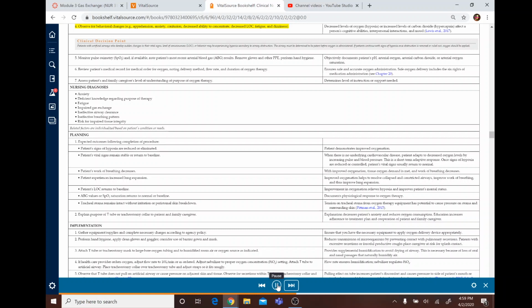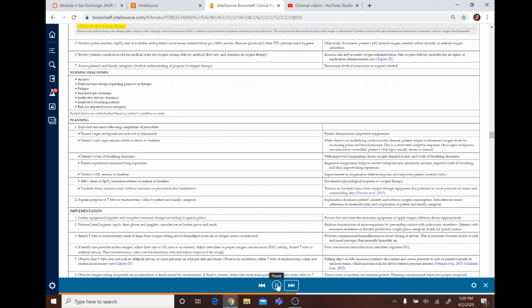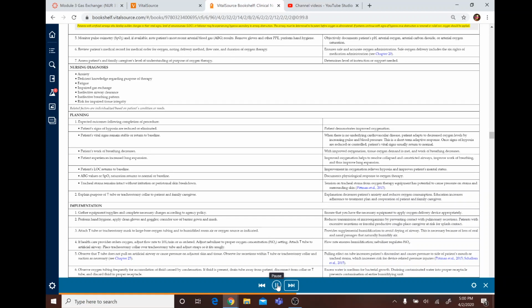4. Observe for behavioral changes, for example apprehension, anxiety, confusion, decreased ability to concentrate, decreased LOC, fatigue, and dizziness. Decreased levels of oxygen (hypoxia) or increased levels of carbon dioxide (hypercapnia) affect a person's cognitive abilities, interpersonal interactions, and mood (Lewis et al., 2017). Clinical decision point: Patients with artificial airways who develop sudden changes in their vital signs, level of consciousness (LOC), or behavior may be experiencing hypoxia secondary to airway obstruction.